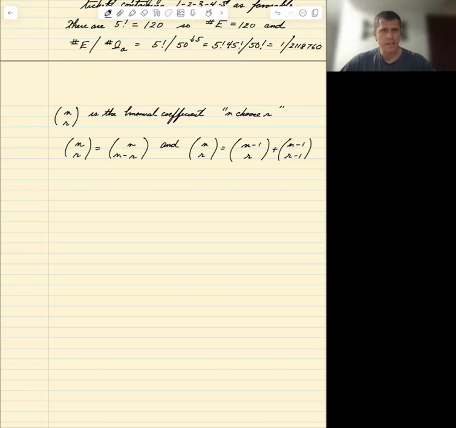And why these are called the binomial coefficients is because if we take a binomial expression x plus y raised to the power n, this can be written as the sum from j equals 0 to n of n choose j x to the j y to the n minus j.